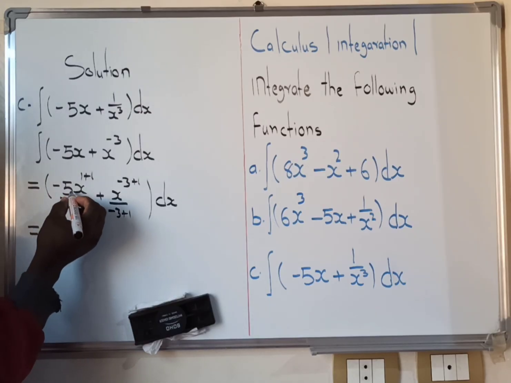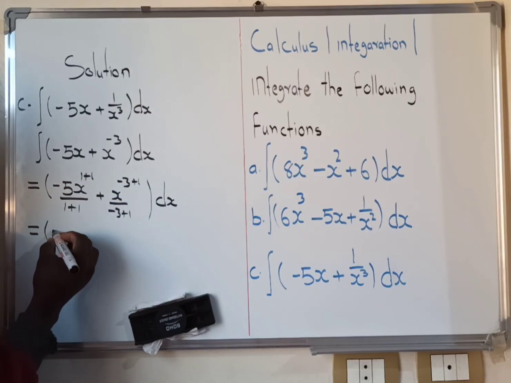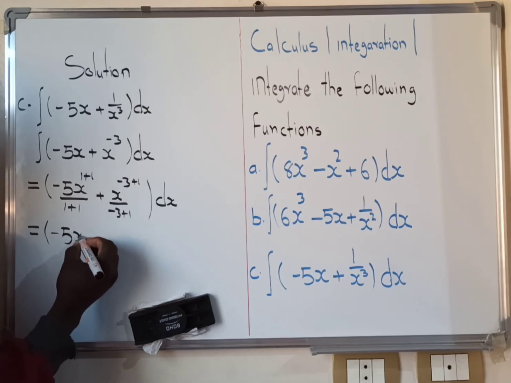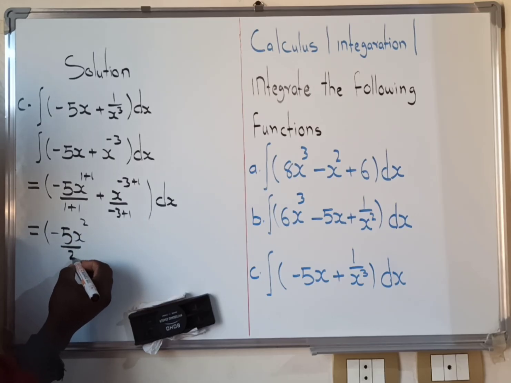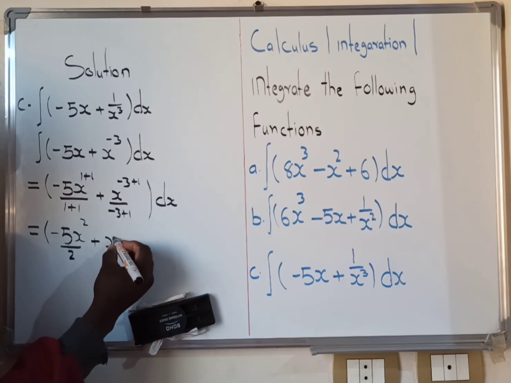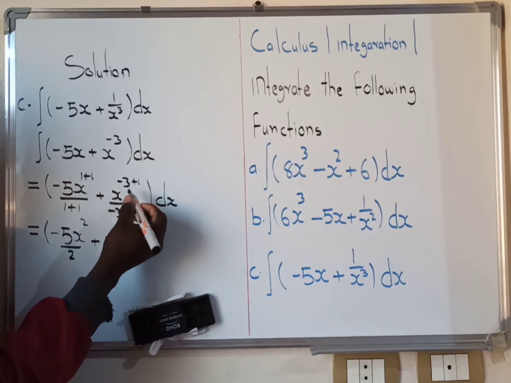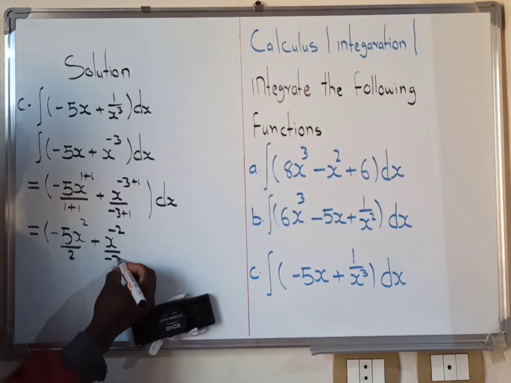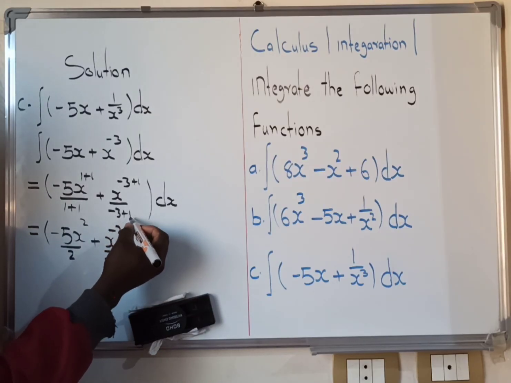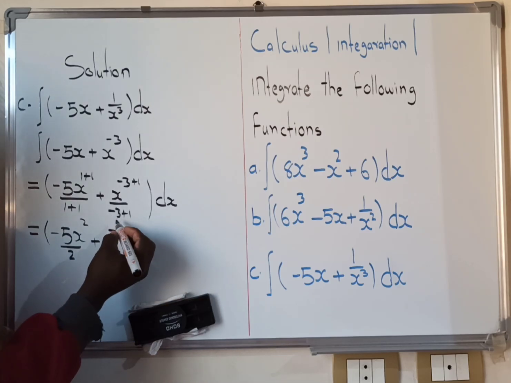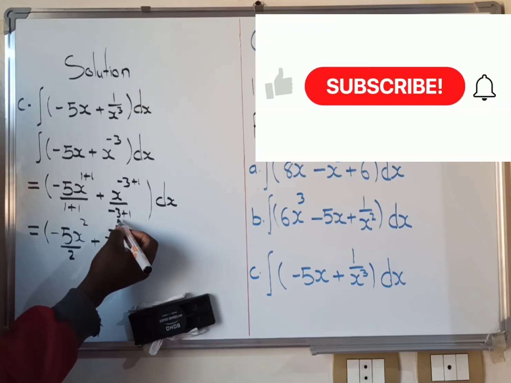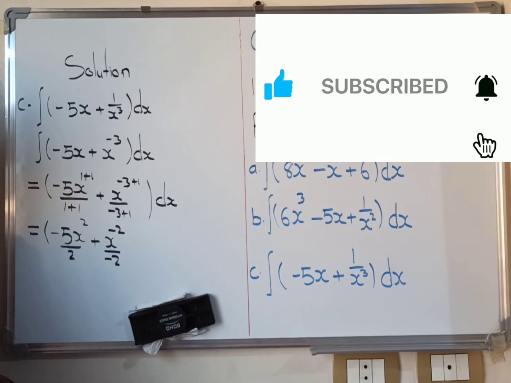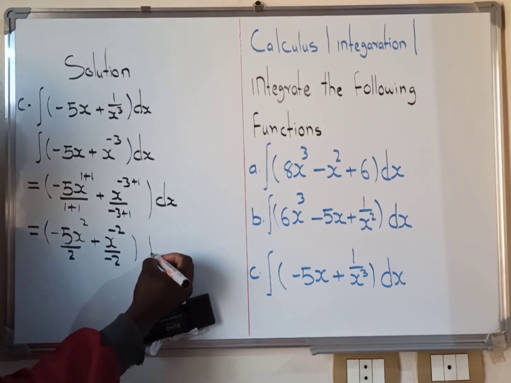Okay, so we have to say equal bracket. I have here negative 5x, 1 plus 1 is going to give me negative 5x squared over 2. Here we have plus x, we have here negative 3 plus 1 is going to give us negative 2. Nothing is going to change much. Therefore, over negative 2, because negative 3 plus 1 is negative 2. And why do we say that? Because here, as you can see, the negative number is bigger than positive 1. Okay, so therefore we put it in the bracket, and therefore we have dx.